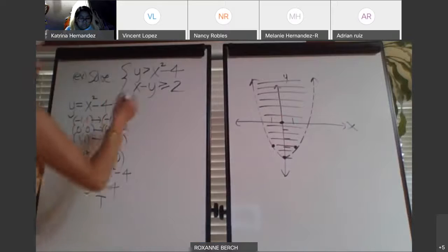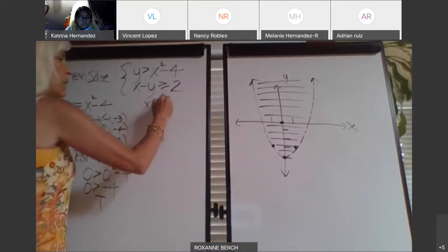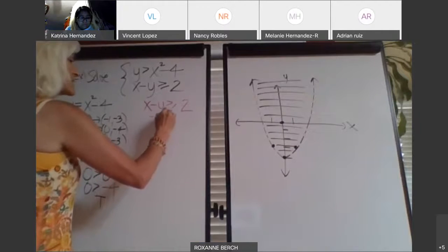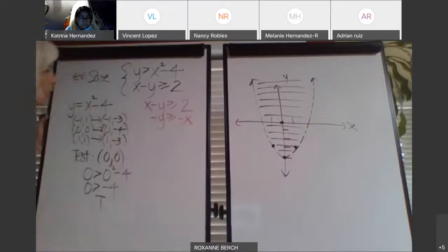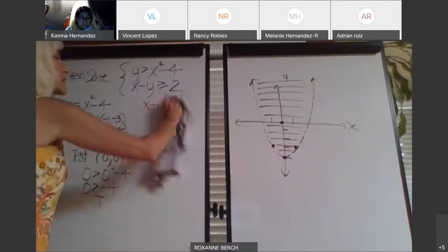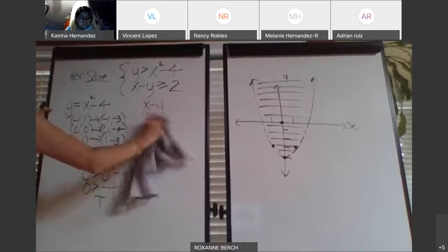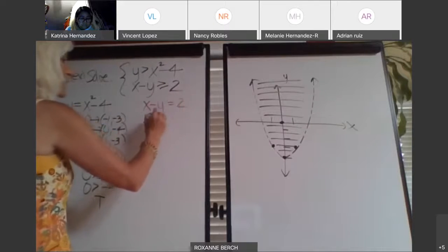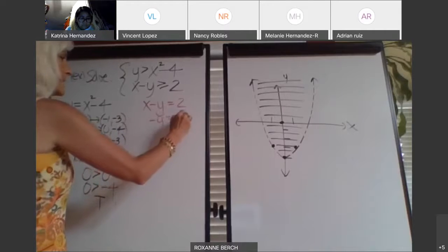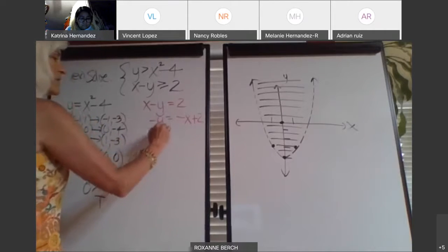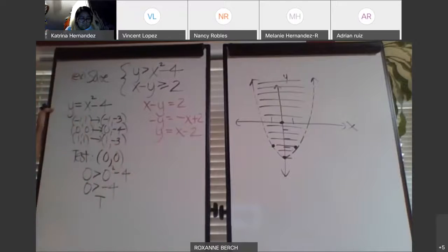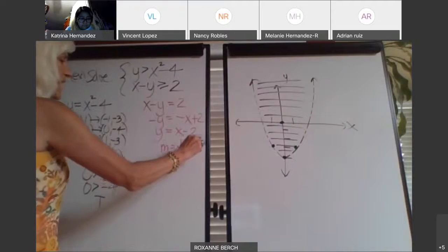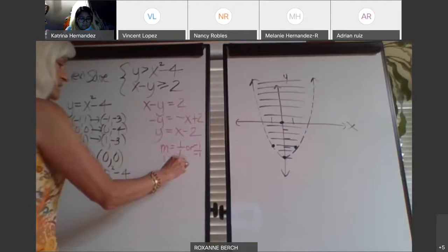Let's go to the next one, which is linear. And I'm going to use slope-intercept form because it's easy to solve for y. So I'm going to subtract x. Oh, we don't need the inequality, right? I'm sorry. We just need the equation right now. Don't worry about the inequality. Subtract x. Multiply by a negative, multiply by a negative, multiply by a negative. The slope is up one, right one, or down one, left one. And the intercept is 0, down 2.